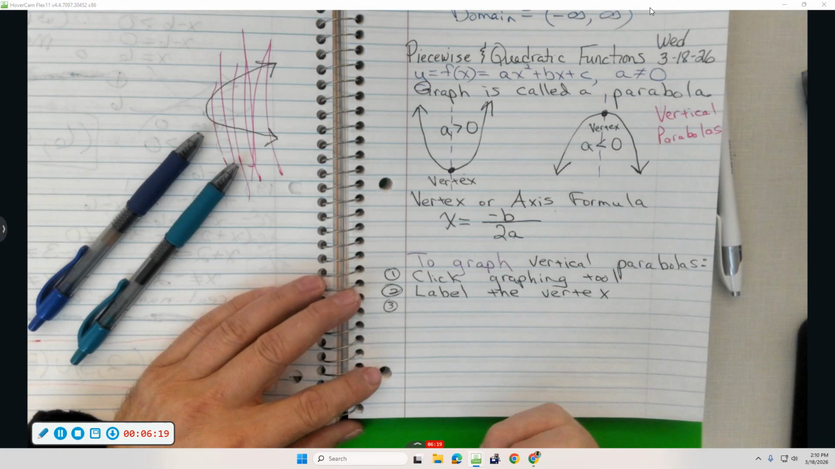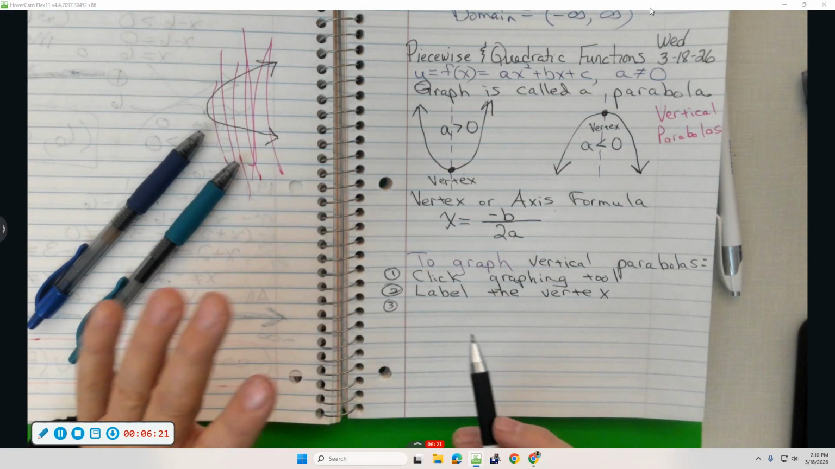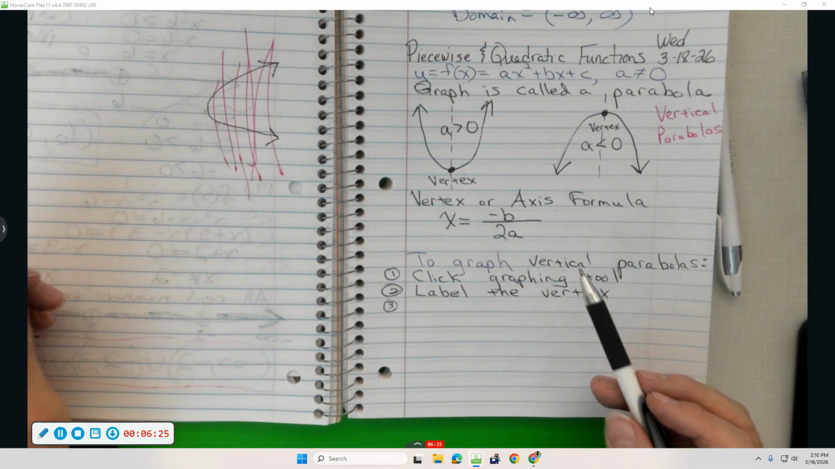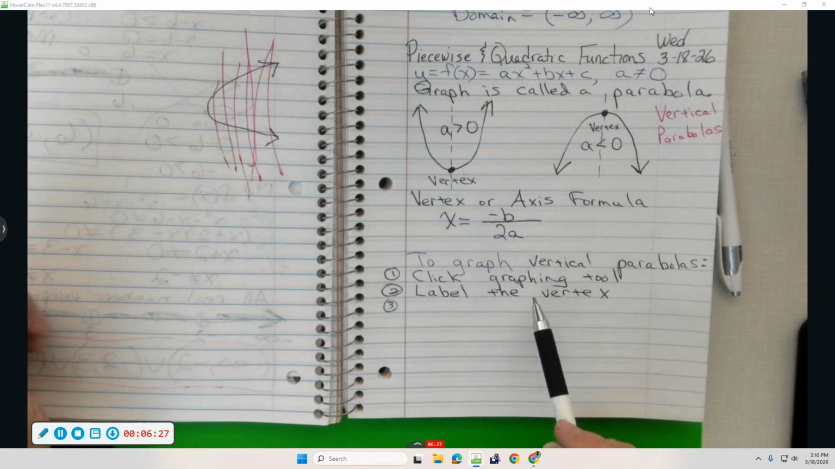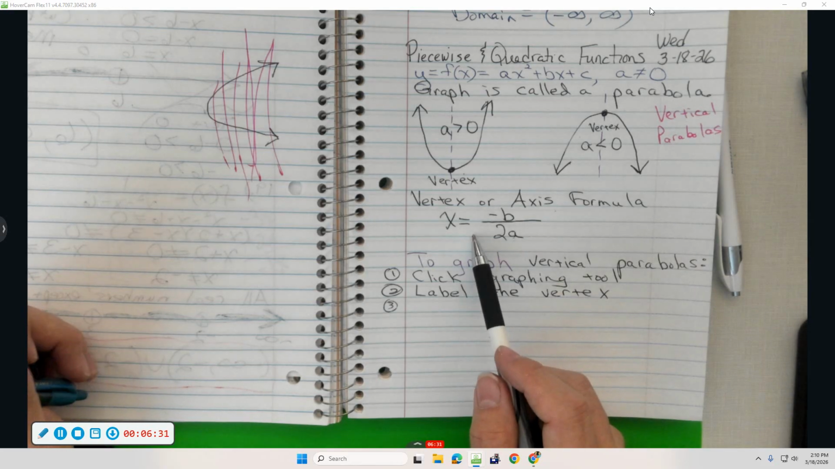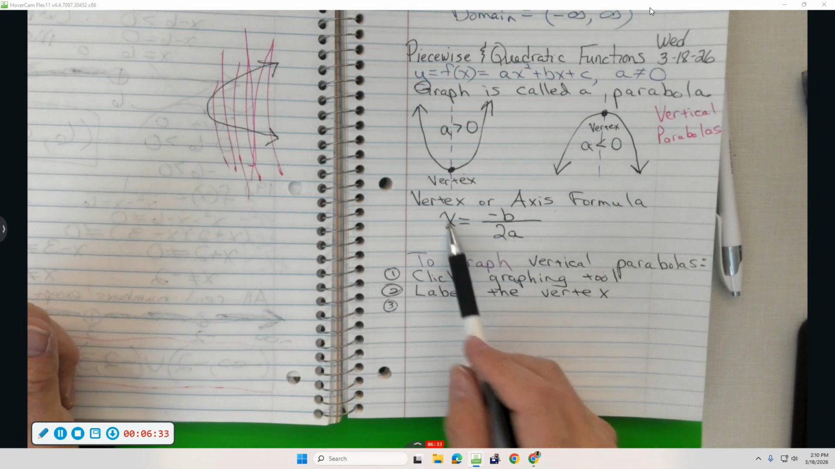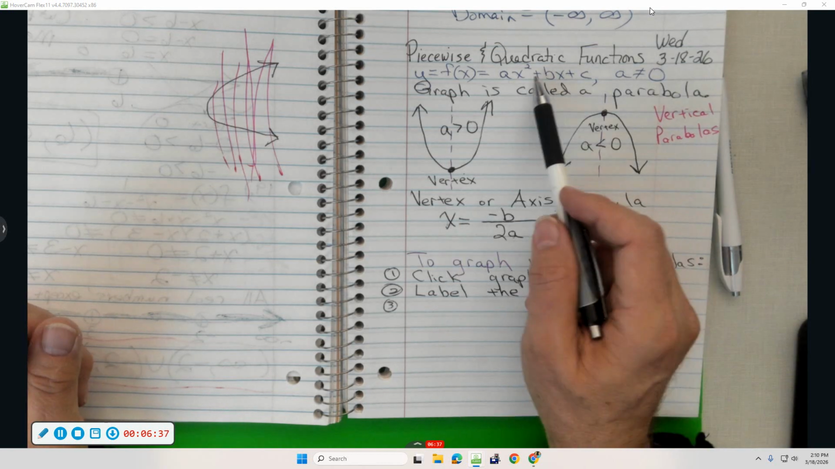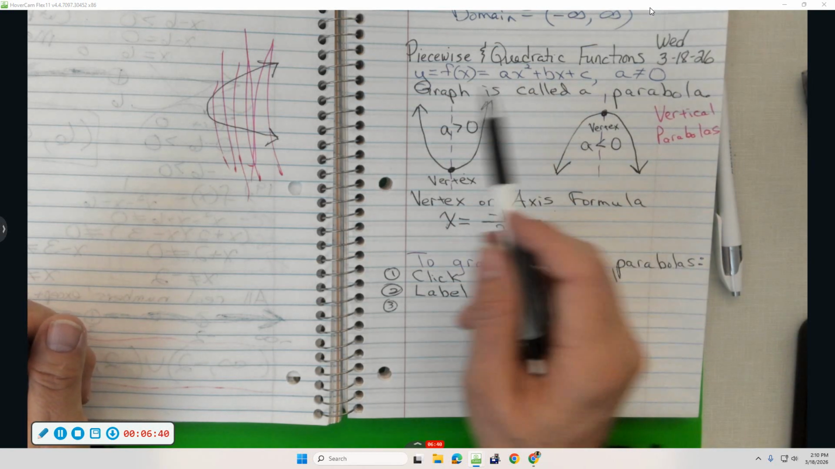And then it's going to ask you to plot one additional point. So when I'm getting ready to graph a parabola, all I'm going to do is find the vertex. I'll use the little axis formula to get x. And then how will I find y? Once you know x, you're given a function. Once you know x, how do you find y?